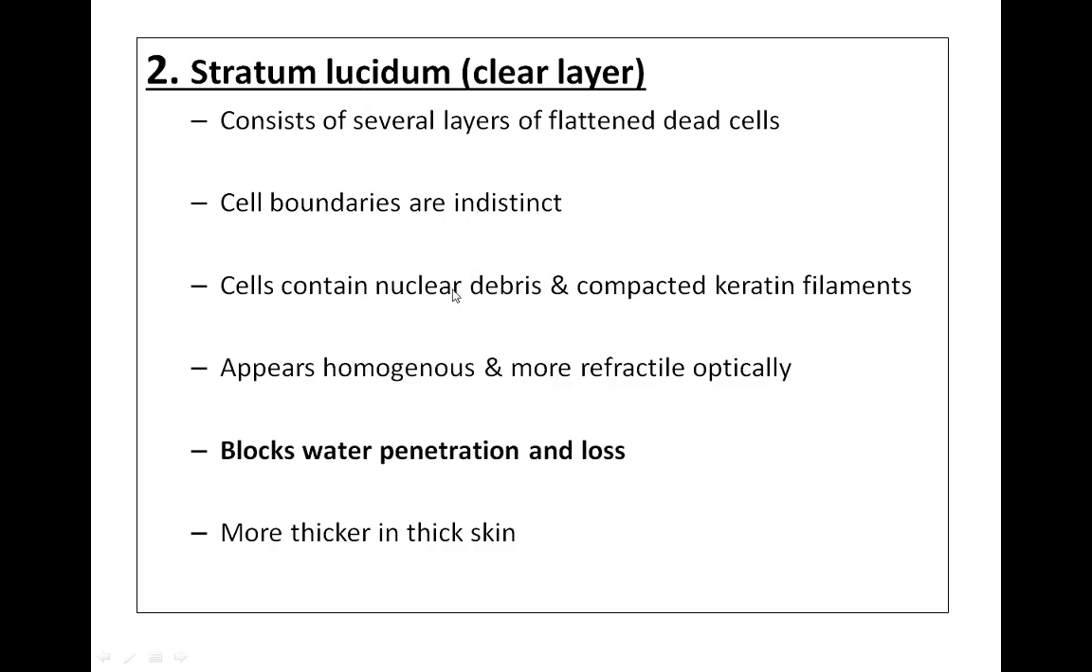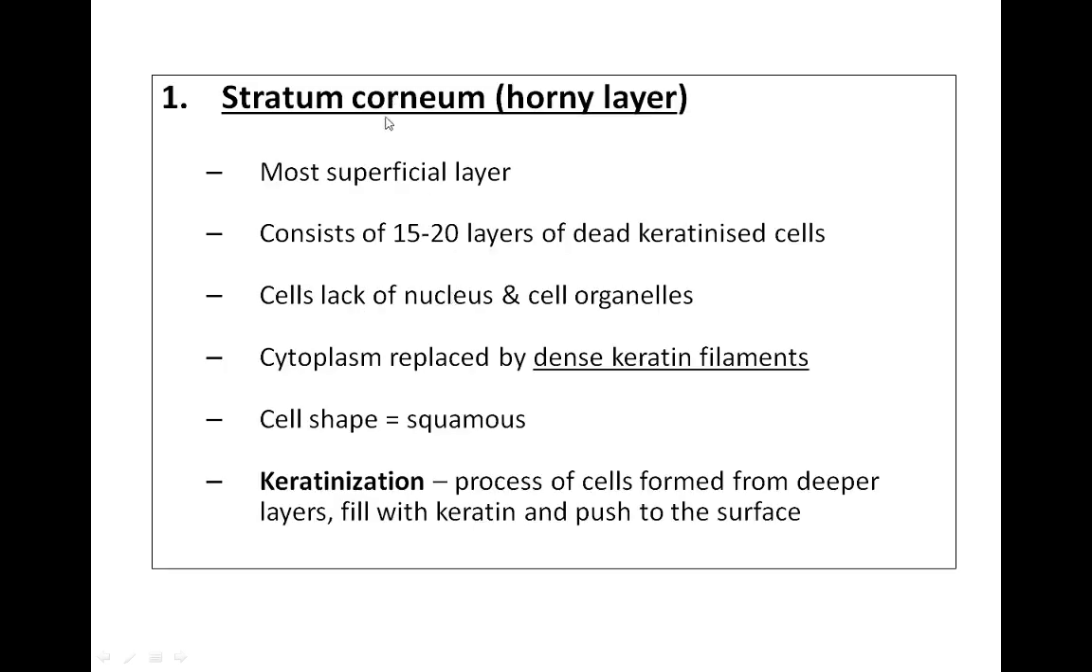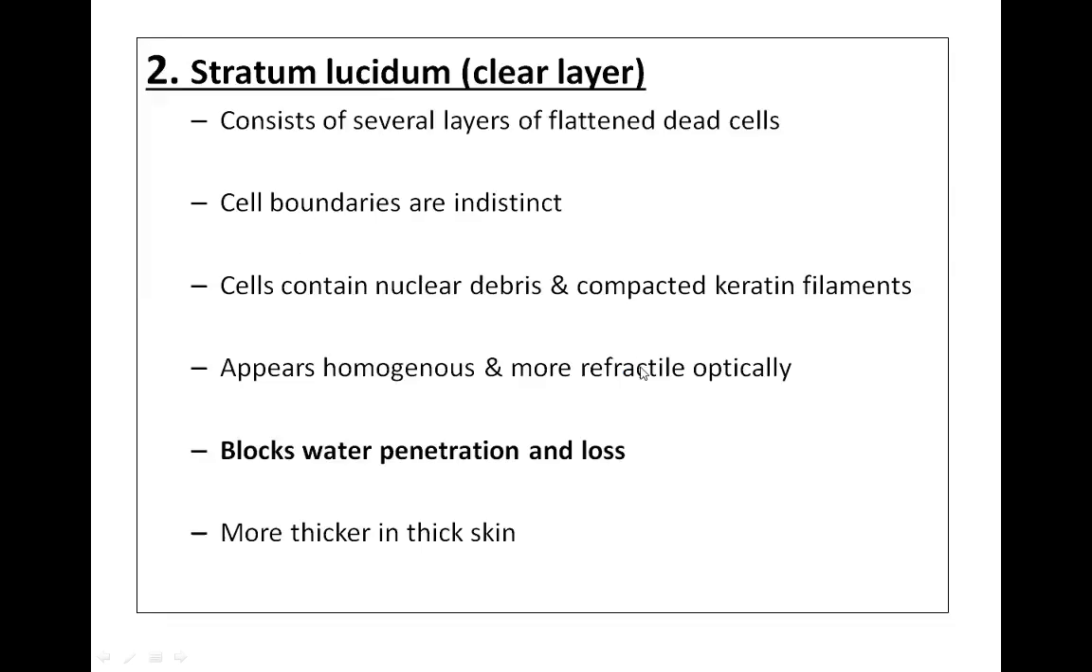So boundaries are almost indistinct. Nuclear debris is present because in the corneum there is no nucleus, only keratin filaments are there. Here, the cell boundaries are not distinct. Then cells contain nuclear debris and compacted keratin. That means keratin filaments have already started forming. Then it appears homogeneous and more refractile optically. As it is homogeneous, it is more refractile.